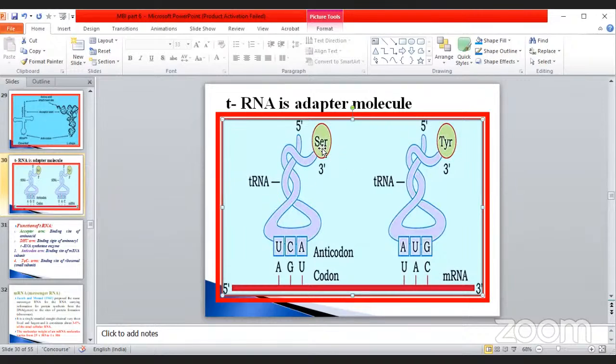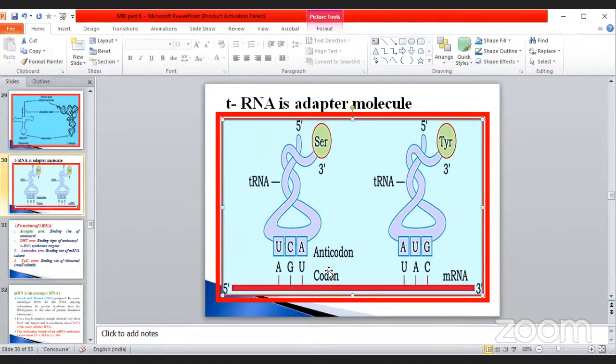So here the serine is there. Here the tyrosine is there. This is another codon. Likewise, how many codons are present in the mRNA? The anticodons exactly combine, being complementary to the tRNA molecules. Each and every cytoplasm contains a number of tRNA molecules. Each one carries a specific amino acid which is suitable for the codon. It can be easily joined within the ribosome only.